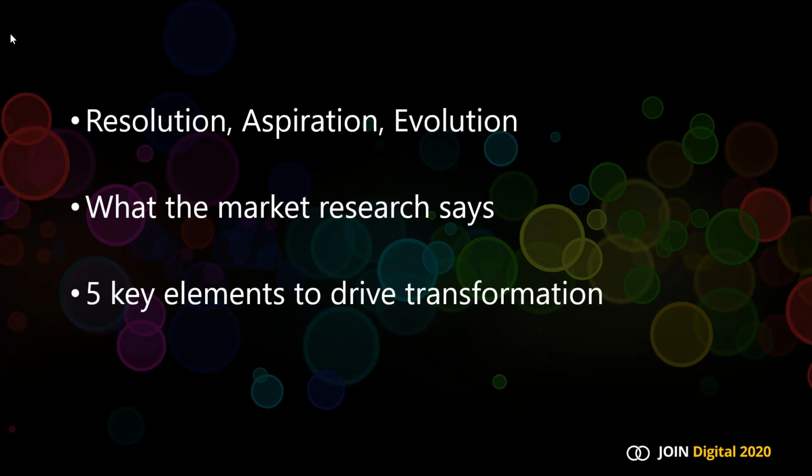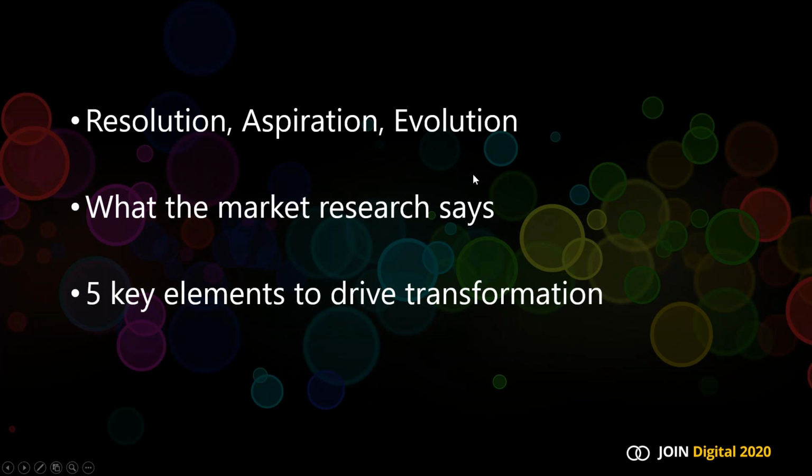So what we're going to do is take you through some of the key topics, key categories, and that key thinking that we've taken other organizations through to help them plan, to categorize, and to set out what it is they're really trying to achieve. So looking at the themes, we're going to take you through the differences in the categories between resolution, aspiration, and evolution. Then we're going to have a look at what the market research says and how you can use that to bolster the changes that you're trying to make and underline your business case. And then we'll go through the 5 key elements that help drive and change transformation.